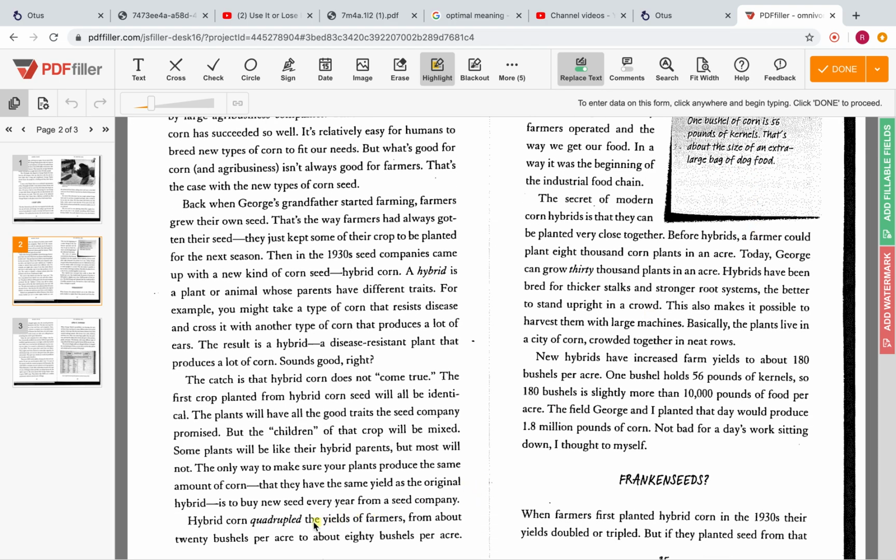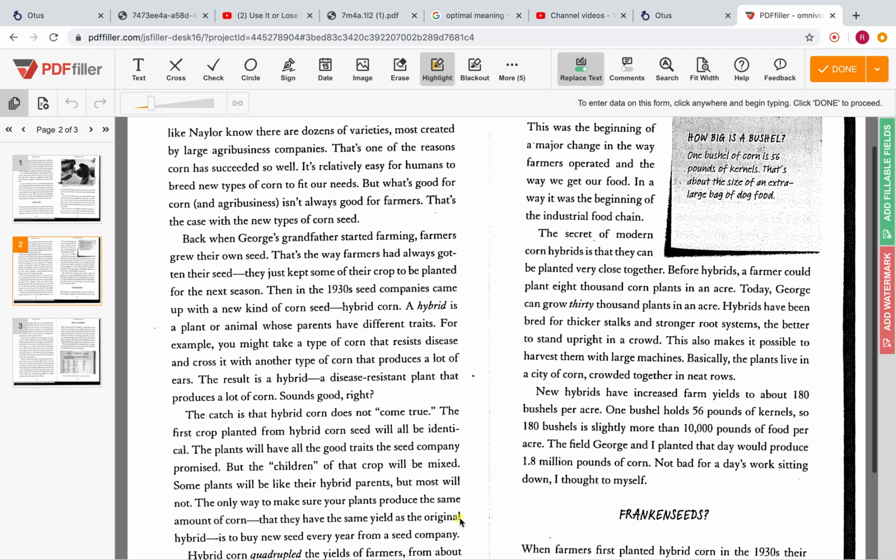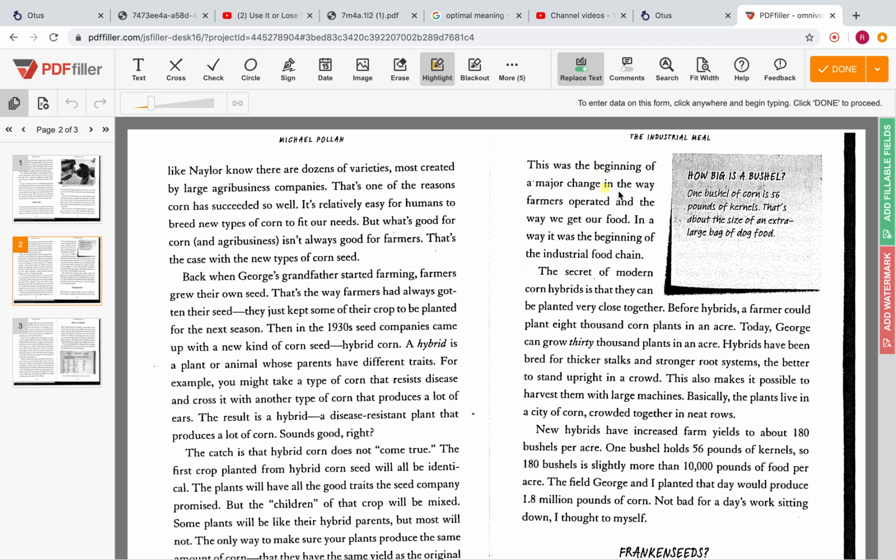So already we see that hybrid corn resulted in much more corn being produced per acre. This was the beginning of a major change in the way farmers operated and the way we get our food. In a way, it was the beginning of the industrial food chain. The secret of modern corn hybrids is that they can be planted very close together.